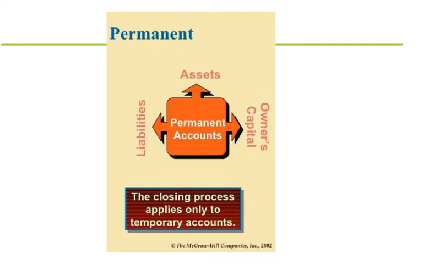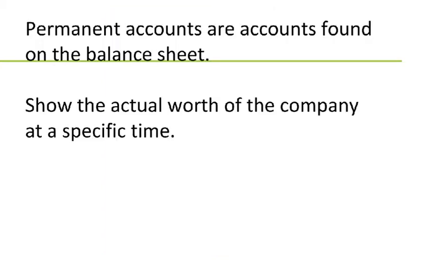Again, closing processes apply to temporary accounts. Those are the accounts that get zeroed out. Permanent accounts do not. Permanent accounts are found on the balance sheet. These permanent accounts actually show the worth of the company at a specific time.